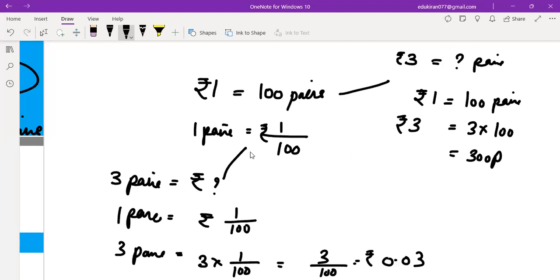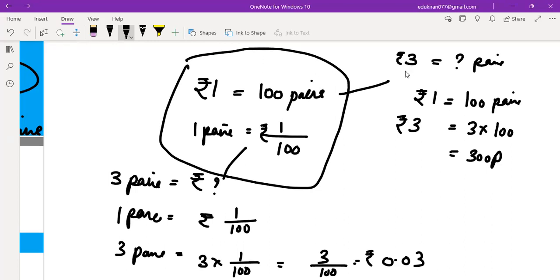I hope Abu Bakr you are also done. You got it how I did? Okay. So basically this is the conversion you have to remember. If I ask you how much rupees it would be, you will write it like this. If I ask you how much paisa it would be, you will write it like this. Clear? So quickly write down these two formulas: 1 rupee equals 100 paisa and 1 paisa equals 1 upon 100 rupee. Then I will give you the questions.